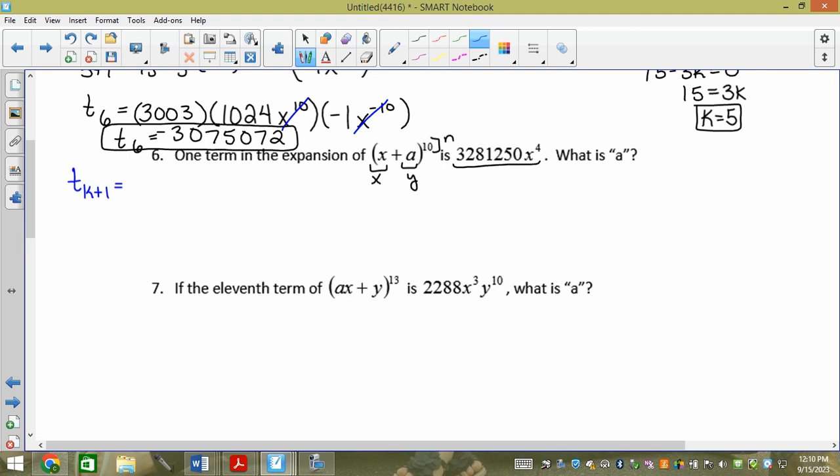If you want to, you can put boxes in for k instead of the letter k, but I'm going to put k's. And then we do 10Ck, x is x to the 10 minus k, and y is actually a to the k.